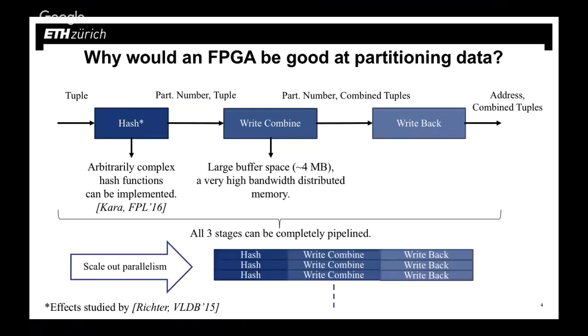And last but not least, we can also do scale-out parallelism. So we can instantiate this data flow multiple times if we have enough resources on the FPGA. It is worth mentioning here that the FPGAs at each iteration, each family of FPGAs, are becoming larger. So in the future, it will be even easier to use this scale-out parallelism more.